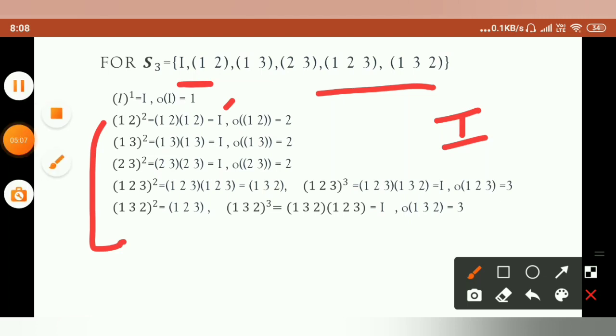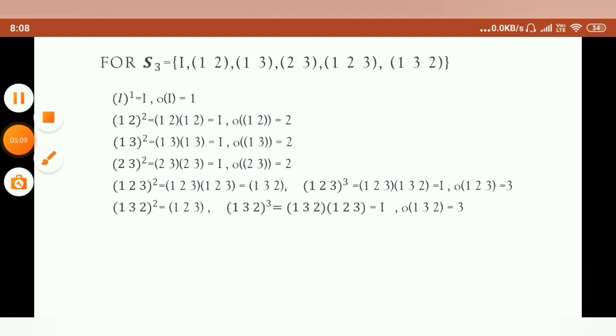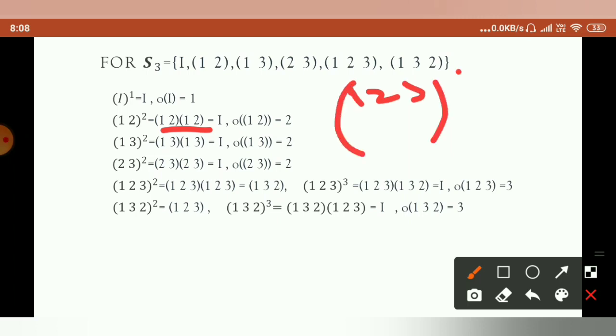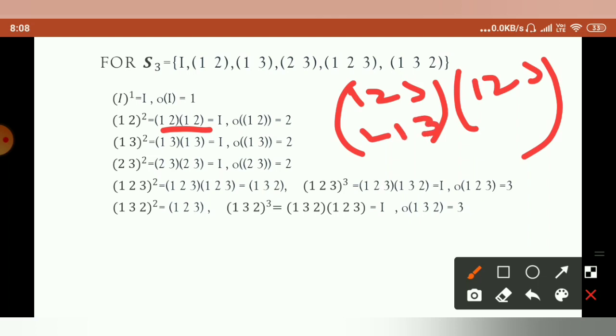Like here, when we multiply this (1 2) with (1 2), we have to multiply in this way: 1 2 3 and 1 2 3. We write both the permutations (1 2). The first cycle means the image of 1 is 2, the image of 2 is 1, and 3 has image 3. Similarly in the second, because the permutation is the same, the image of 1 is 2, the image of 2 is 1 and the image of 3 is 3.